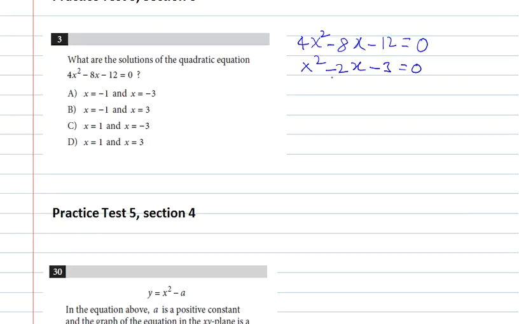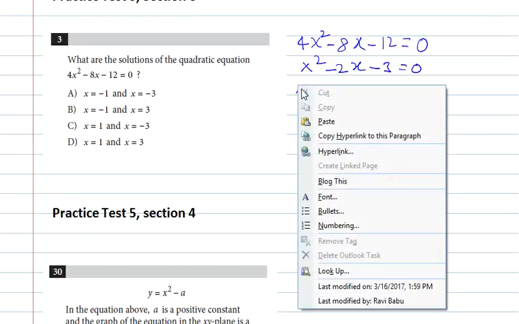So what I'm looking for is how to break up this minus 2. I want to express this minus 2 as the sum of two numbers which, if I multiply, I get minus 3. So what could I use? If I took 1 and minus 3, the sum of those two numbers is minus 2 and the product of those two numbers is minus 3. So that's what I'm going to break it up into.